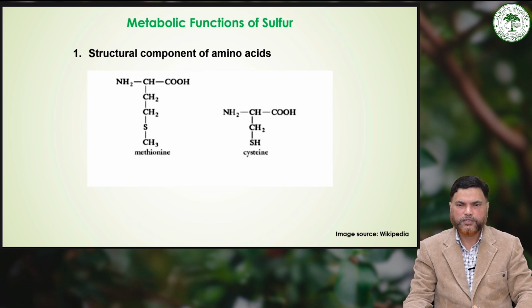Then another sulfur containing amino acid is methionine, which serves as an initiating amino acid in protein synthesis and acts as a precursor for the synthesis of S-adenosyl methionine, which serves as a very crucial methyl donor in numerous biochemical reactions. Basically, S-adenosyl methionine is involved in DNA methylation, histone modification, neurotransmitter synthesis, and various metabolic pathways.